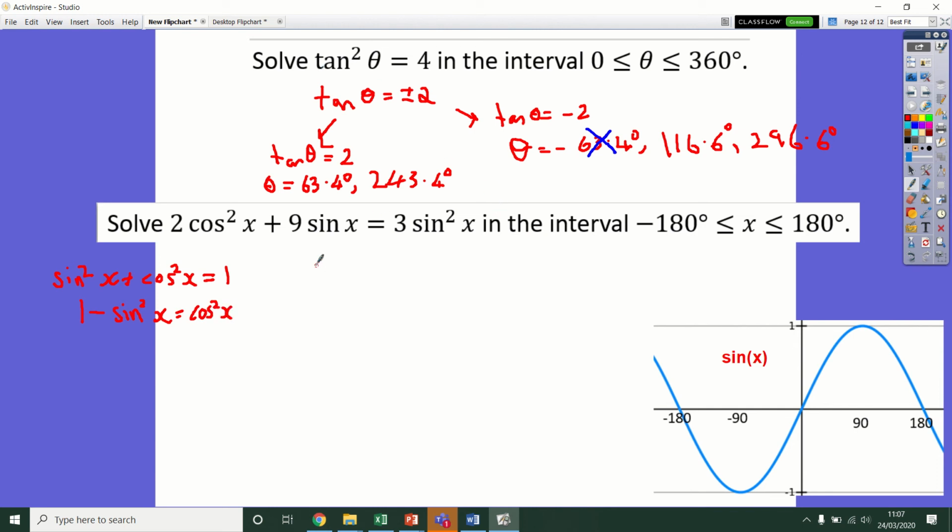So this is what my equation becomes. It's 2 lots of cos squared, which is 1 minus sine squared, plus 9 lots of sine x equals 3 sine squared. Okay, this looks a lot better because now I've got only one trig function, which is sine of x. I want to get to a situation where I've got a quadratic equation, so I'm going to expand everything out. 2 times 1 is 2. 2 times minus sine squared is minus 2 sine squared.